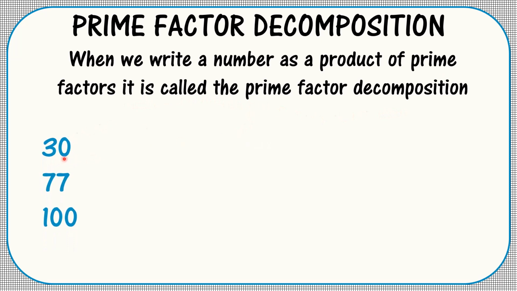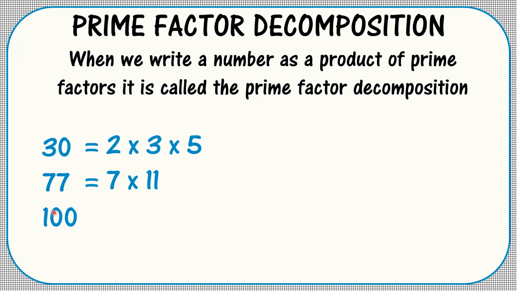The number 30, we can break down into 2 times 3 times 5. Yes, these are all prime numbers. If you multiply them together, you will get the number 30. So 2 times 3 is 6, 6 times 5 is equal to 30. The same for 77. 77 can be written as 7 times 11. 7 is a prime number, 11 is a prime number. So this is a product of its prime factors.